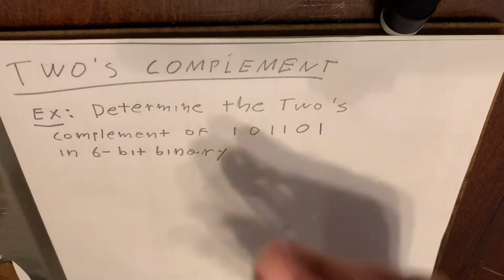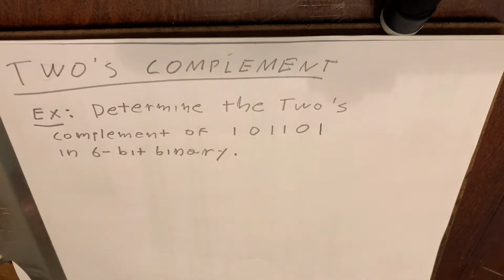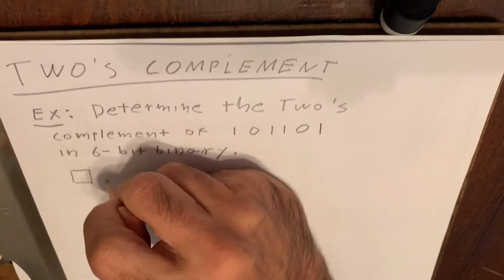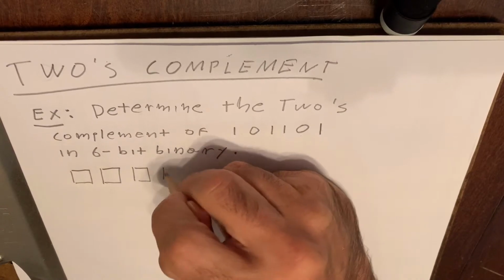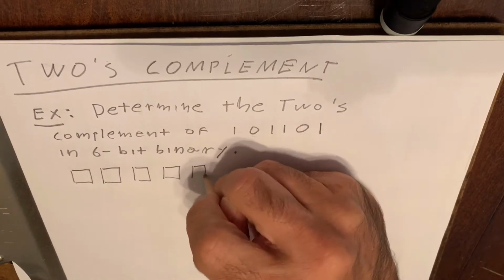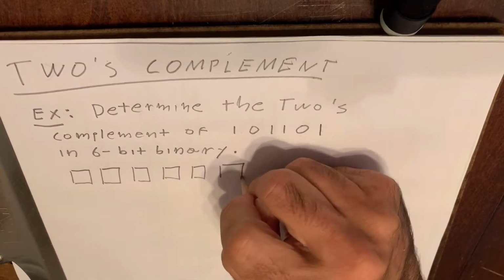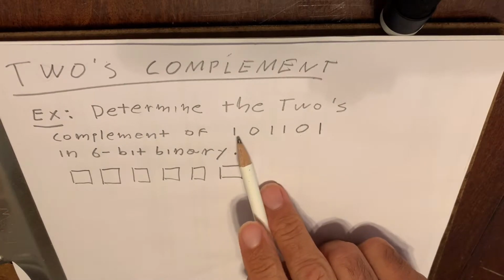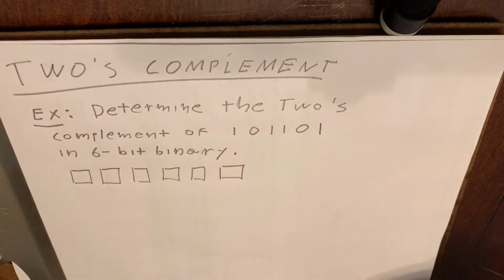In this example, we'll determine the 2's complement of 101101 in 6-bit binary. What I like to do when I teach this to students is start off by writing little squares for the bits. So 6-bit binary would have 6 little squares, each representing a bit. So this binary numeral, 101101, I would put into these little squares to represent each bit.